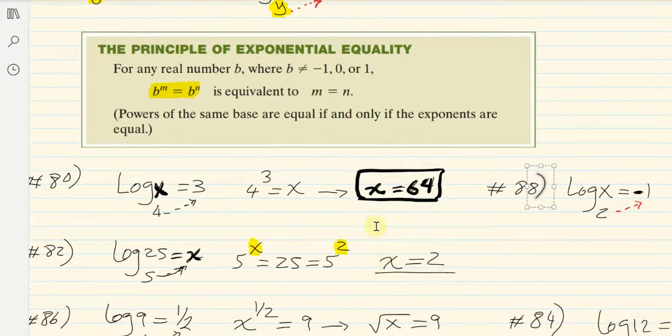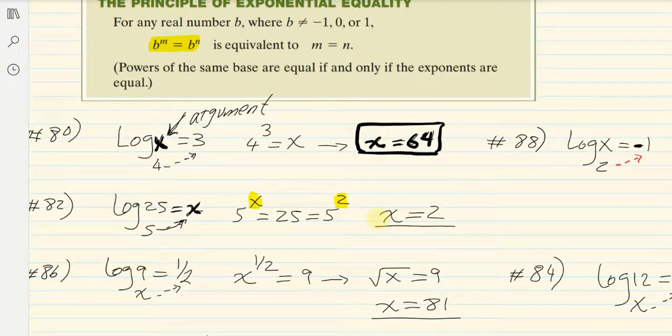Now the answer to the log, in this case x, could be positive or it could be negative. But the argument of the log means what's in front of it. The argument of a log is x. This is the argument of the log. The argument has to be positive. The answer, however, could be negative or positive. It could be 0. The answer could be positive, negative, or 0 if x is 1.